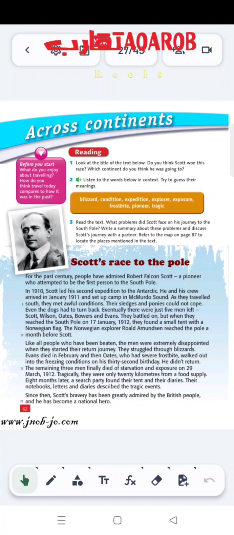So did he win the race? So Scott did not win the race and he was going to the Antarctic. What is Antarctic? Antarctic is the South Pole.